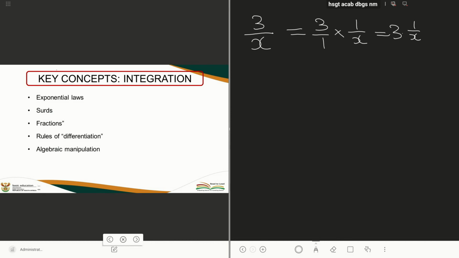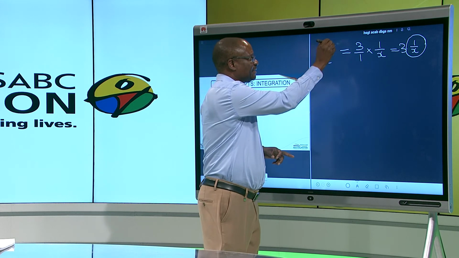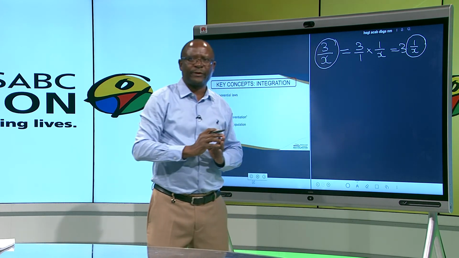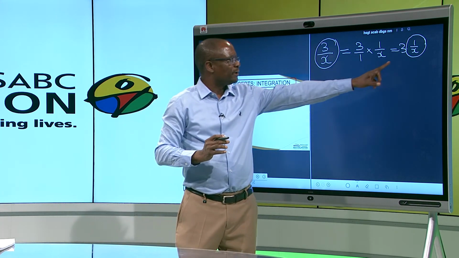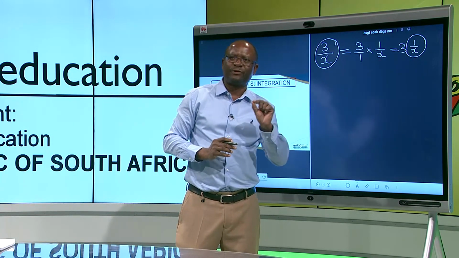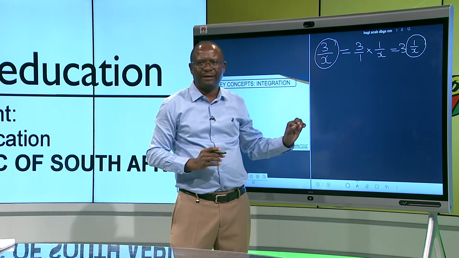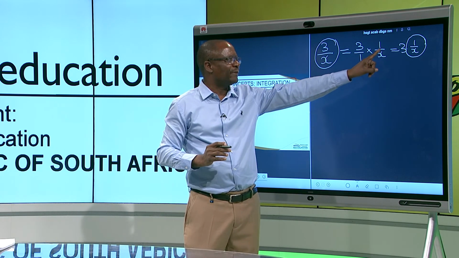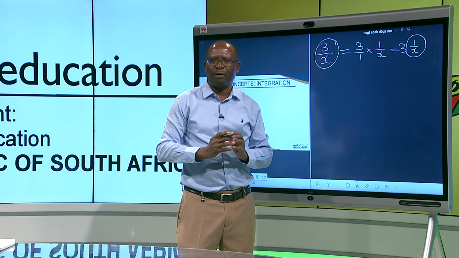Because if you remember one of the standard integrals, it involves this, 1 over x. That is the reason why we need to ensure that we change 3 over x into this format. But you must also remember, it is not each and every fraction that can be changed into the form of 1 over x. Then how do we deal with it?